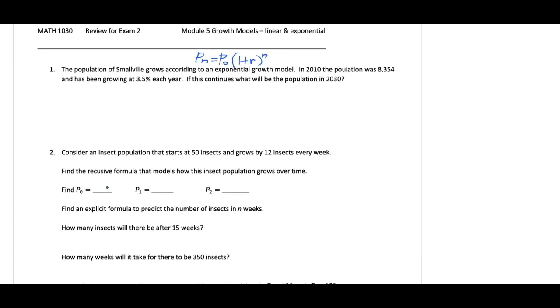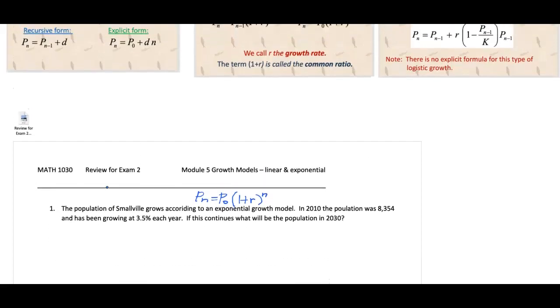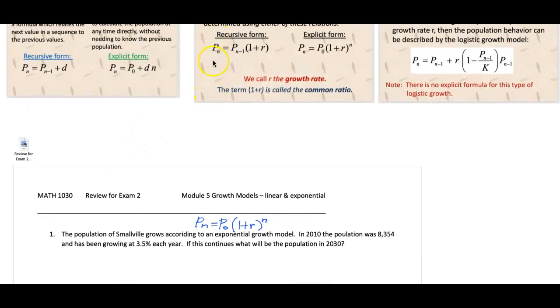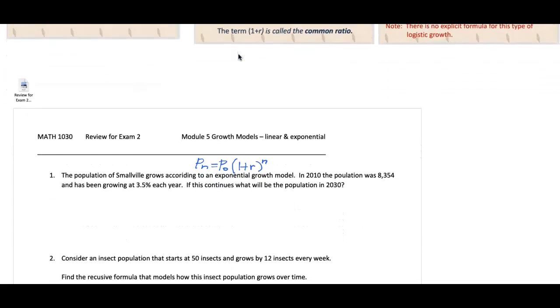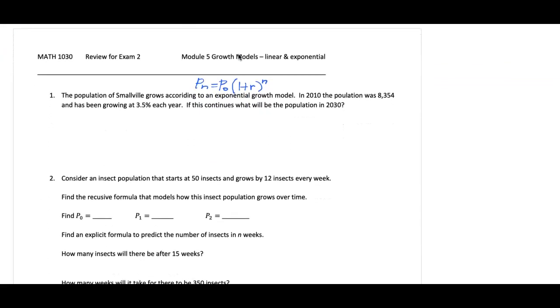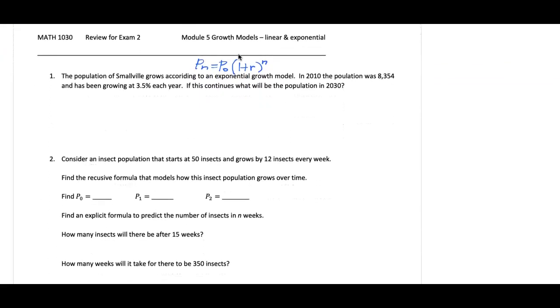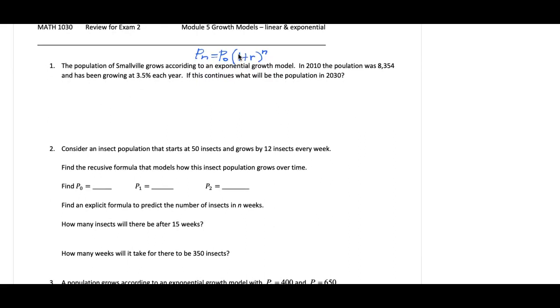Because we're not given a previous amount, right? So if we have P sub n, then this P sub n minus 1 needs to be what that previous amount was. And we'll get to some that have those on there. But this one, we're not given that. But we are given this initial value.